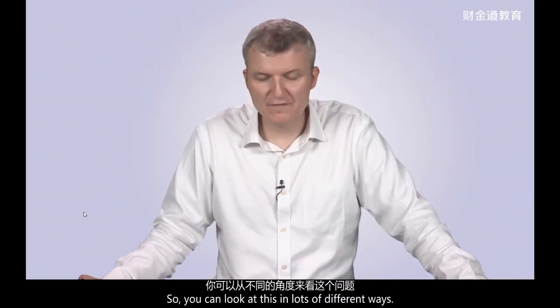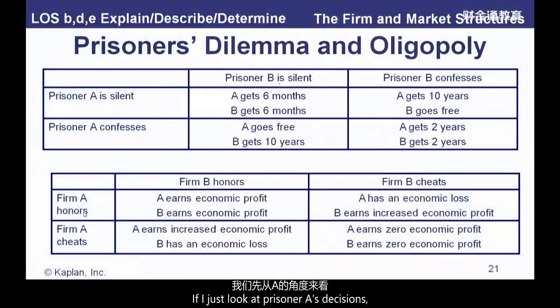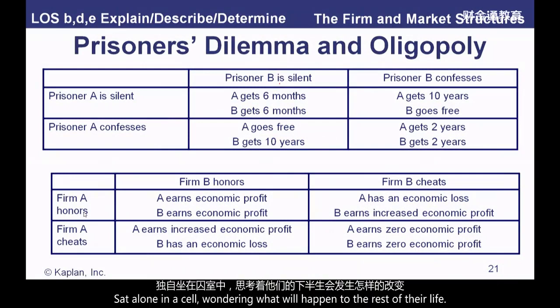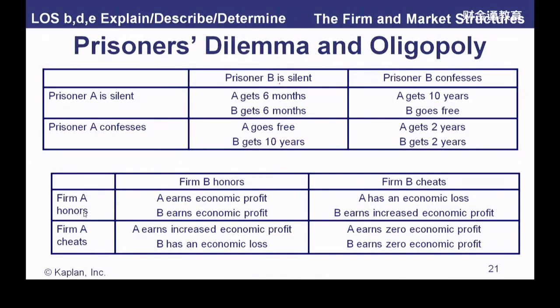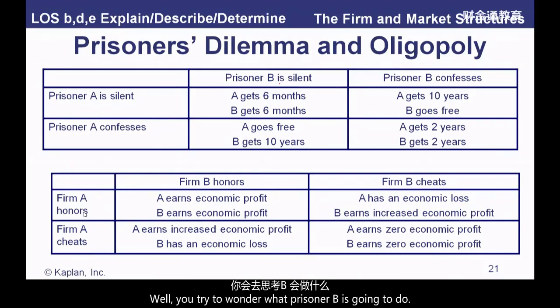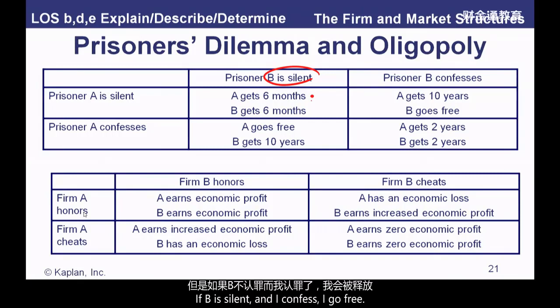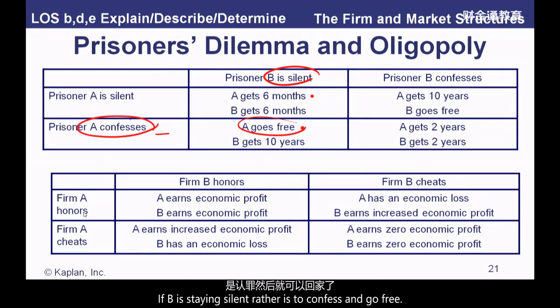So you can look at this in lots of different ways. If I just look at prisoner A's decision, sat alone in the cell, wondering what's going to happen to the rest of their life, well, you're trying to wonder what prisoner B is going to do. And prisoner A would say, right, what if B is silent? If B is silent and I'm silent, I get 6 months. If B is silent and I confess, I go free. So if B is staying silent, my best option as prisoner A is to confess and go free.